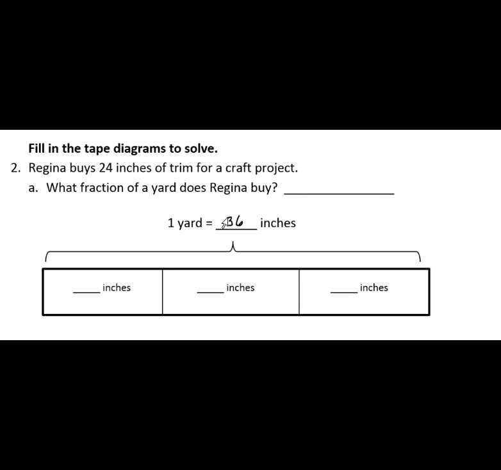My tape diagram has been broken into 3 sections. Each section would represent 1 foot because 12 inches is the same as 1 foot, and there are 3 feet in a yard. Now Regina buys 24 inches of trim for the craft project. That means she purchases 2 out of the 3 units that would make a yard. So we'll say she purchases 2/3 of the whole, or 2/3 of the yard. What fraction of a yard does Regina buy? She buys 2/3 of a yard.